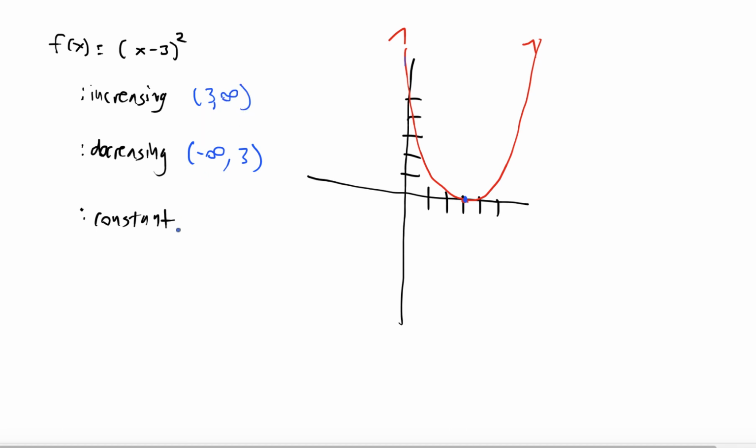To be constant means as we move left to right, the y values are not changing at all. They're not getting smaller, they're not getting larger. Essentially, we should see a horizontal line on the graph. That would be where the graph is constant. So in this case, there is none. So here, this function is decreasing from negative infinity to 3, and then increasing from 3 to infinity.